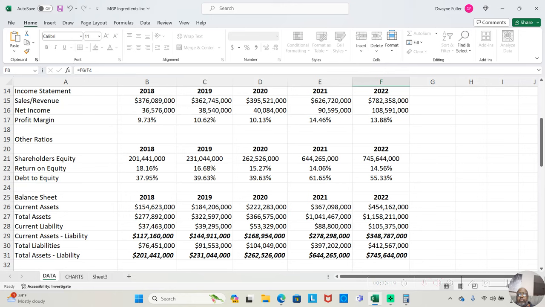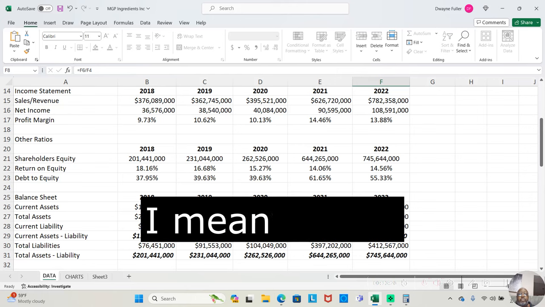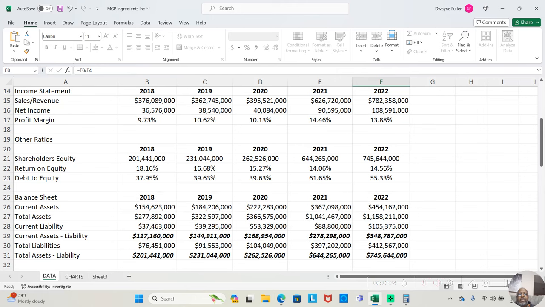Now, we don't have the 2023 figures on this company yet, so I'm just doing 2018 to 2022. So for 2022, they made $362,745,000 in sales and revenue, less than 2018. But their profit margin increased. Of that $362,745,000, they retained $38,540,000 after paying all expenses, for a profit margin of 10.62%.